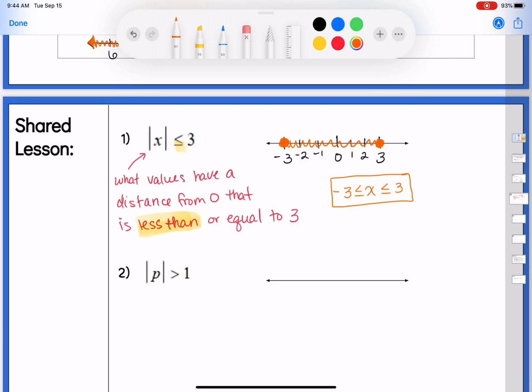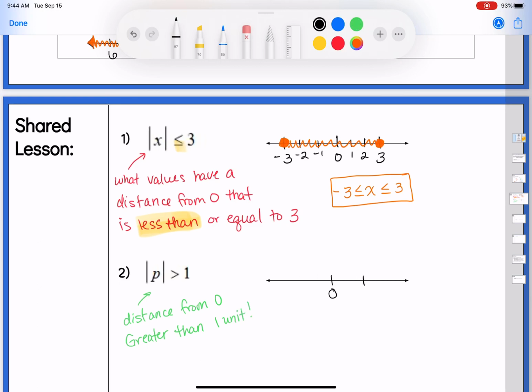All right, so a lot of times when we're doing these absolute value inequalities, the easiest way is to actually start with the graph sometimes, especially with these basic ones. Okay, so here we go. The absolute value of p has to be greater than 1. So here on this one, I need the distance from 0 has to be greater than 1 unit.